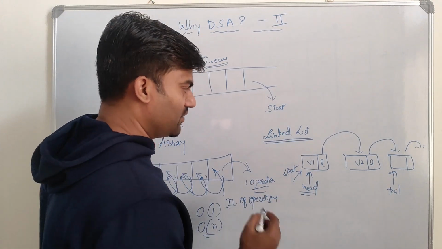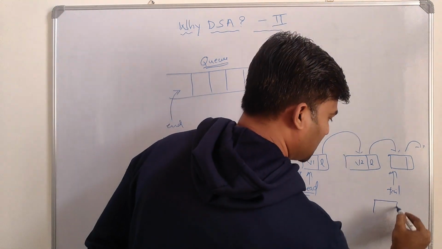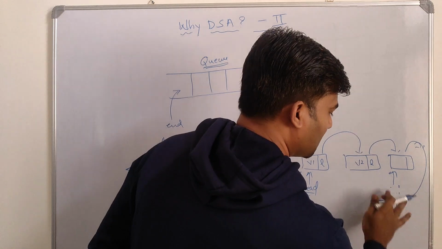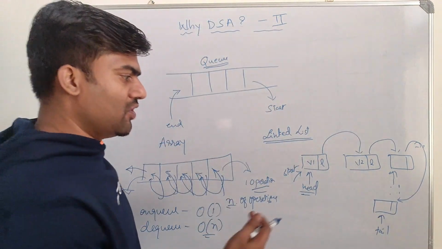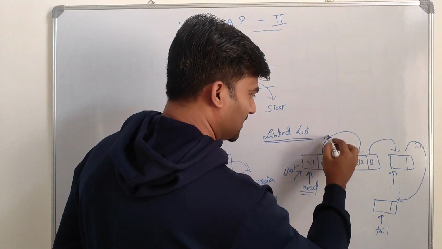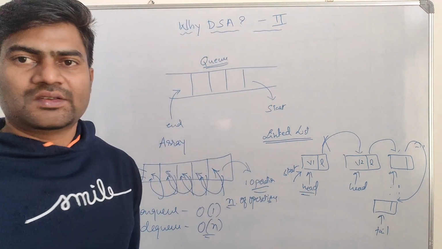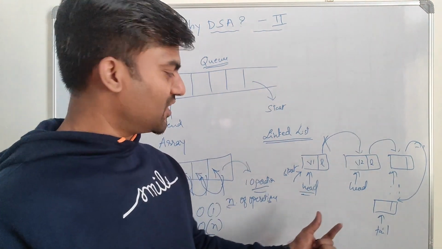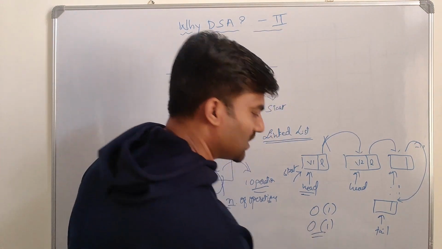Now in this case, if we want to insert an element at the end, we will simply add the node and link it to the previous one, and we will move the tail pointer and map it here. Now if we want to take out the element from the other end, we will simply take it out and point the head pointer here. So in this case, we understand that both NQ and DQ operations are of order one time.